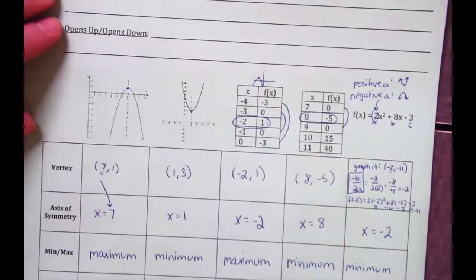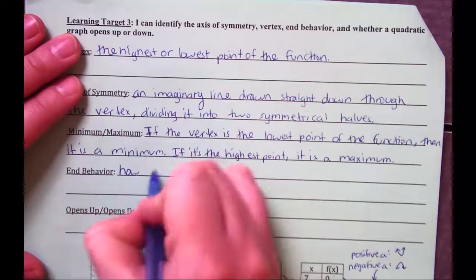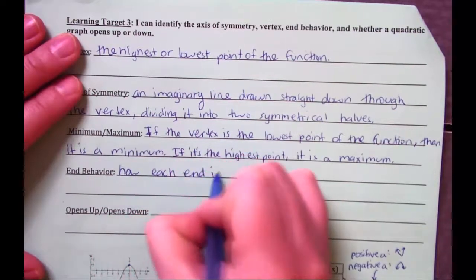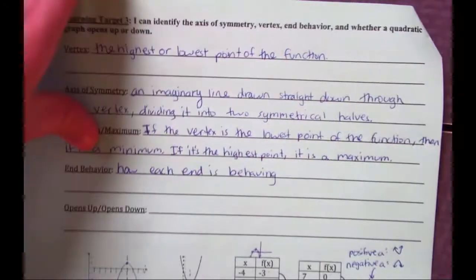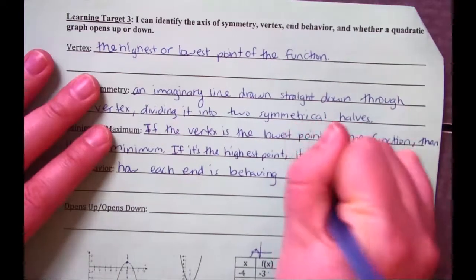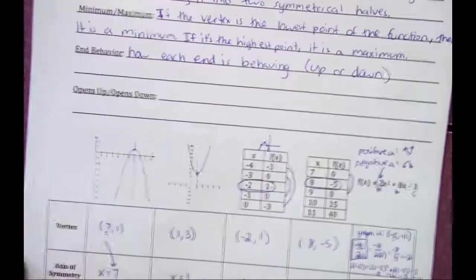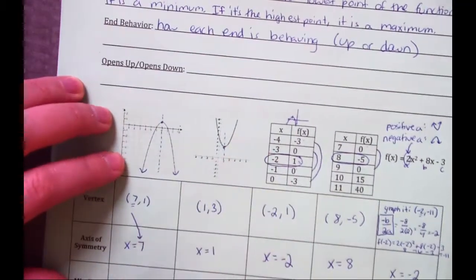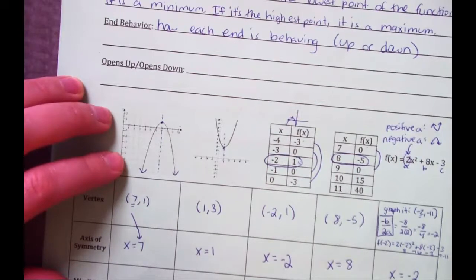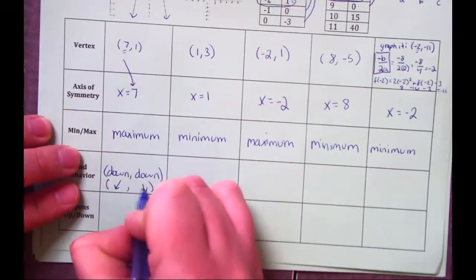The end behavior is exactly what it sounds like: how each end is behaving, up or down. So here, these two ends are both going down. So we would write down, down, just like that, or you can use arrows like that.